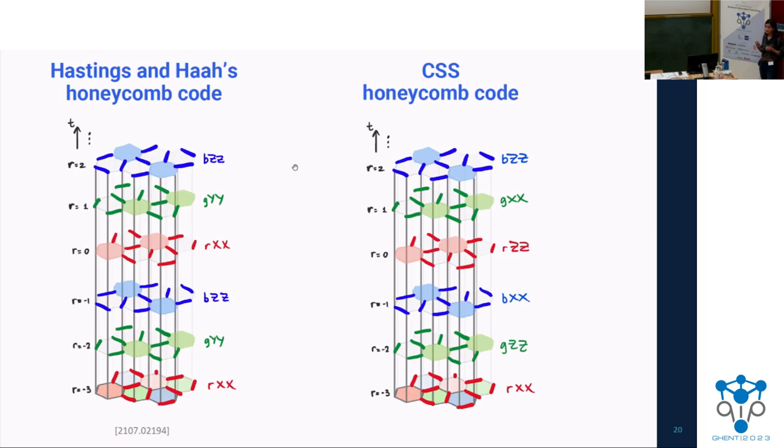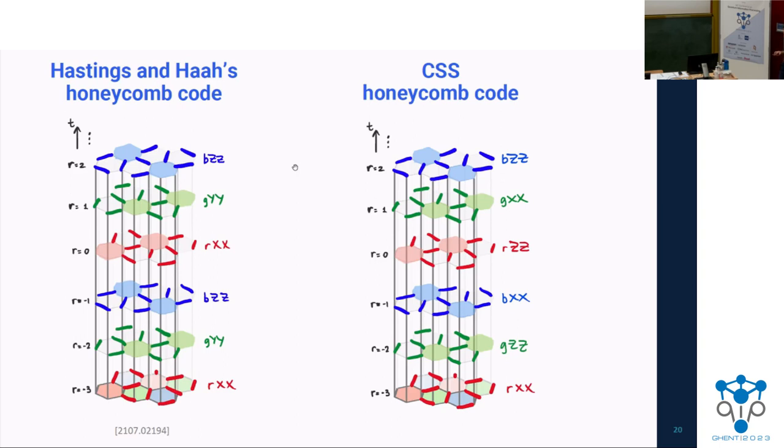Next, to summarize the properties of the CSS honeycomb code, it's easier to do it in juxtaposition with the original honeycomb code by Hastings and Haah. Up to a constant depth unitary, it can be summarized as a set of checks that are RXX, GYY, and BZZ, as opposed to our protocol, which is RXX, GZZ, BXX, RZZ, GXX, and BZZ. So we also perform a red, green, blue sequence of colors, but we switch between X and Z, so it's a CSS protocol.